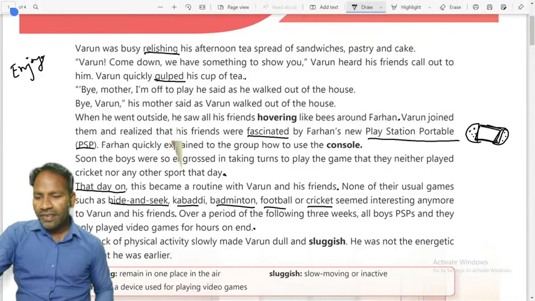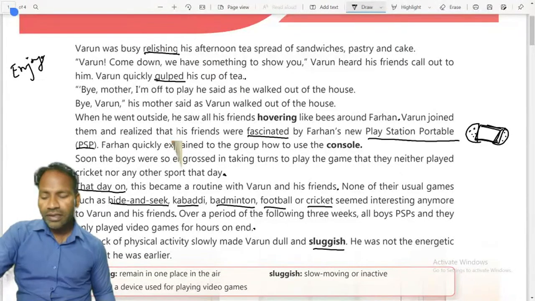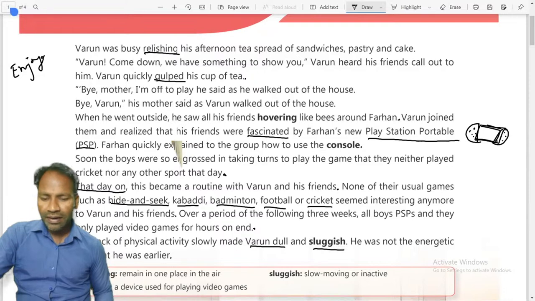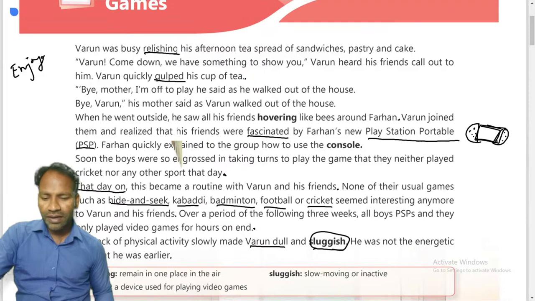This lack of physical activity slowly made Varun dull and sluggish. He was not the energetic boy that he was earlier. So, because of this PSP game or virtual game, including all his friends also, Varun became dull, sluggish. Sluggish means one who is very dull, not taking interest in something.